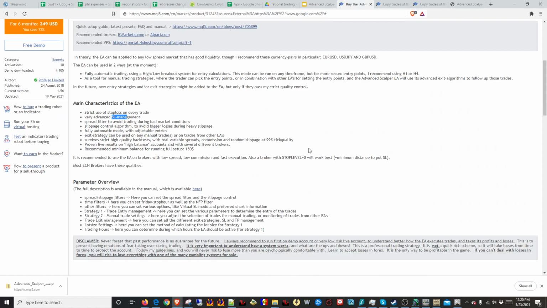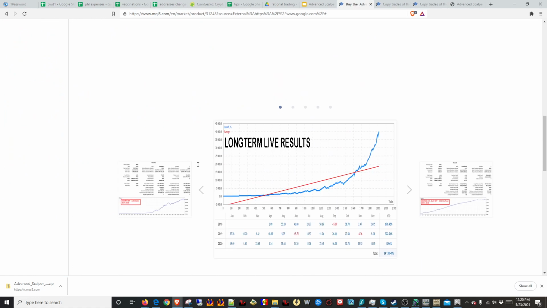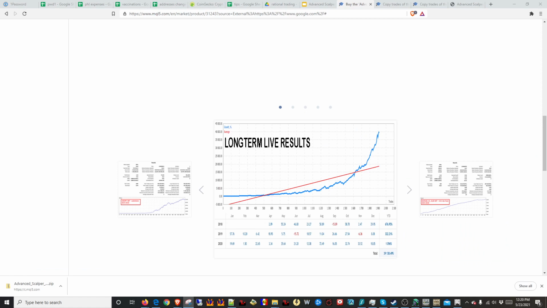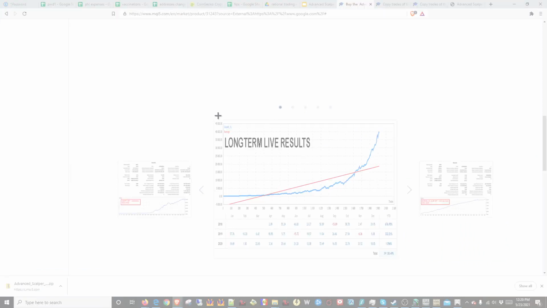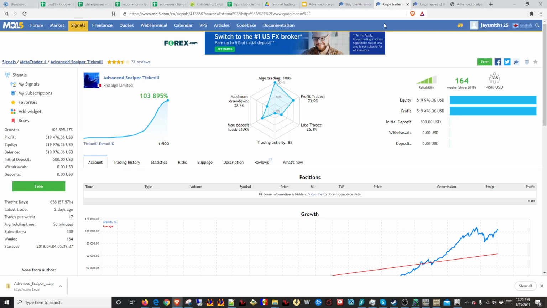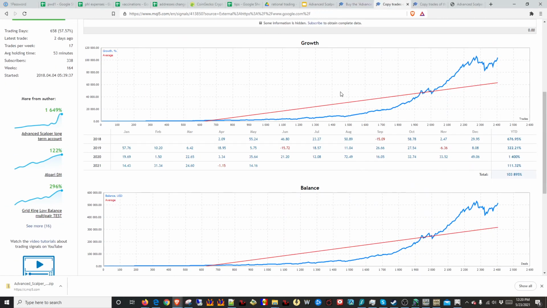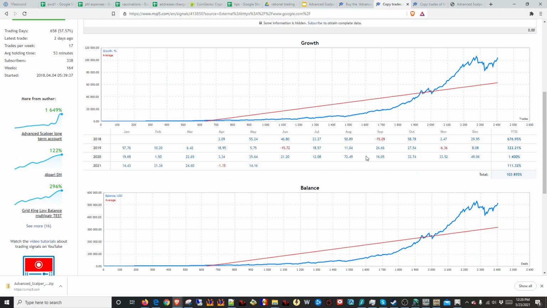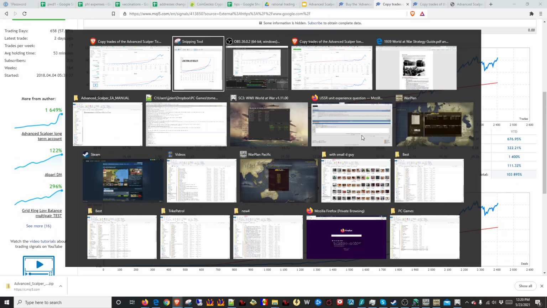Okay, so back to his page. If we look at his page, we basically looked over this page. If we scroll down on his page, we see here some long-term live results. And let's just copy this here, and then let's look at the trades on, for example, which one do we want to look at here? Let's look at, I think this one will work.